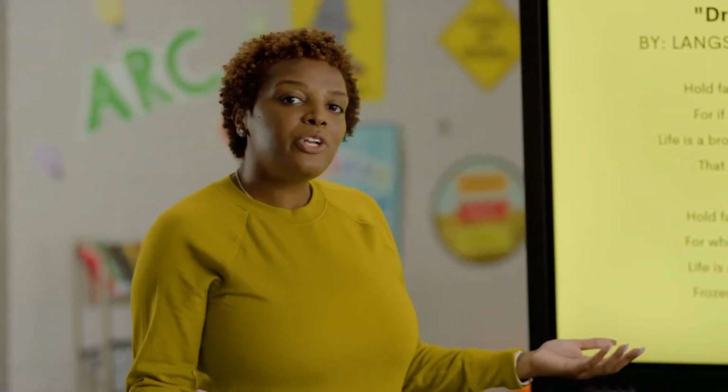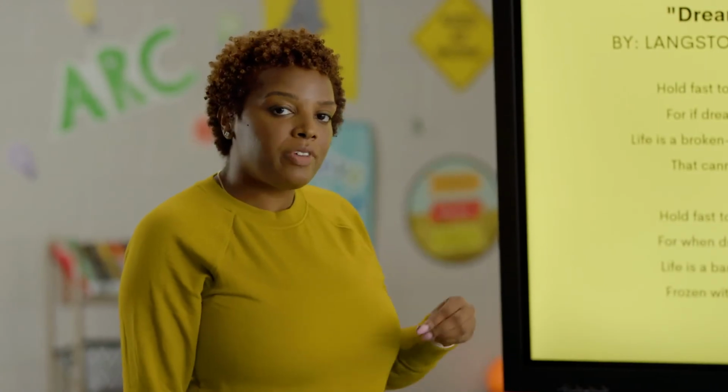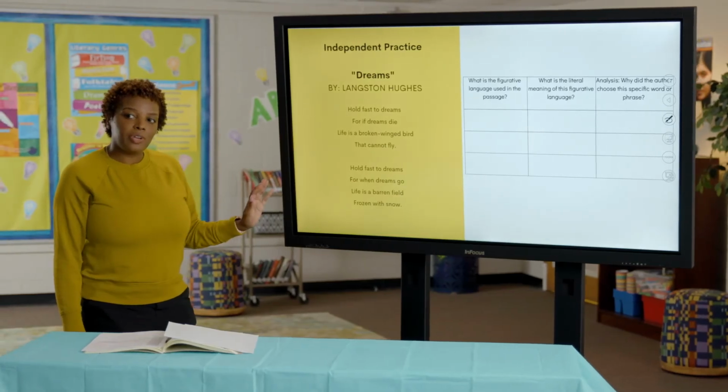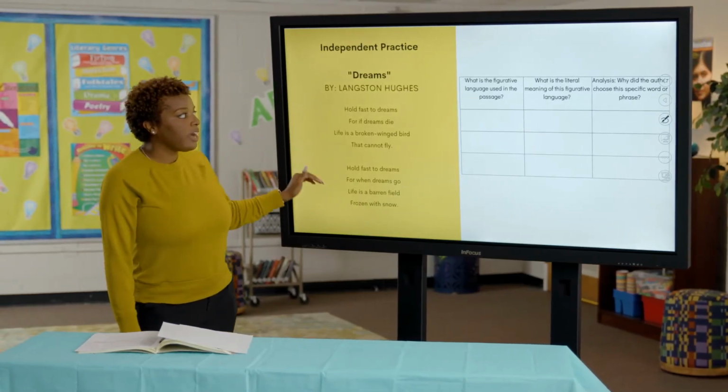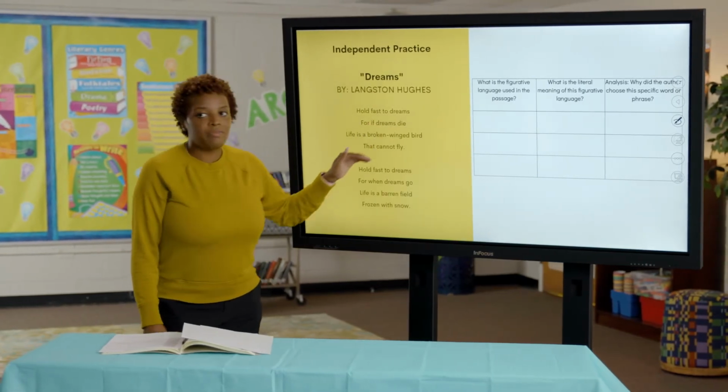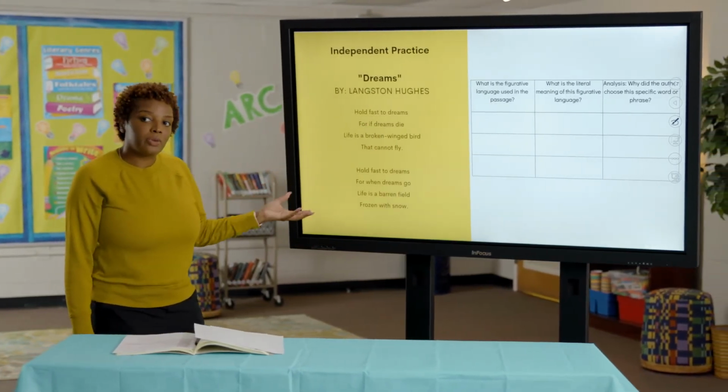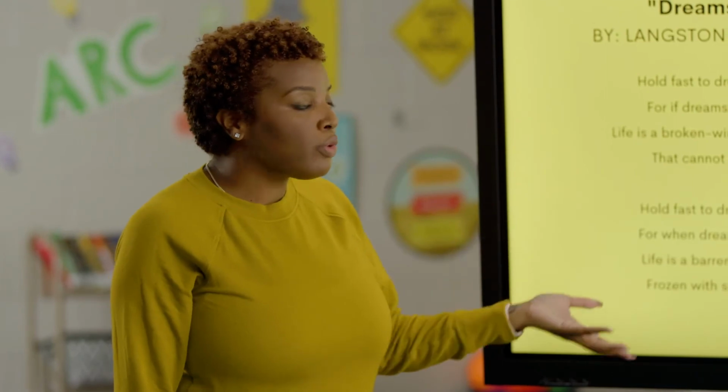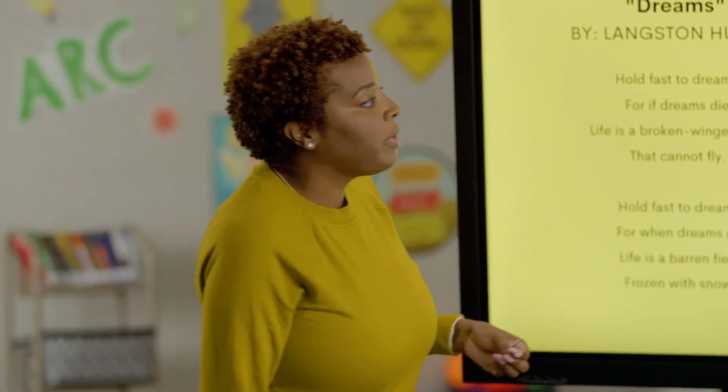All right, so Ms. Moore is going to read aloud the text, Dreams by Langston Hughes, for you. After I finish reading the text aloud, I want you to pause the screen and make sure that you read it aloud to yourself and also practice identifying some of the figurative language used by Hughes. And also think through, why did the author choose this particular word or phrase in this particular poem?